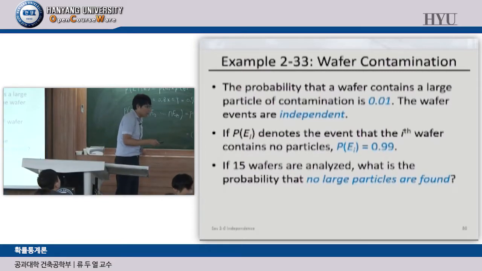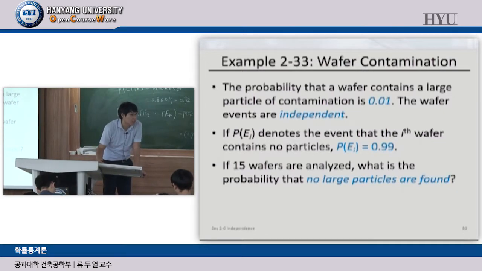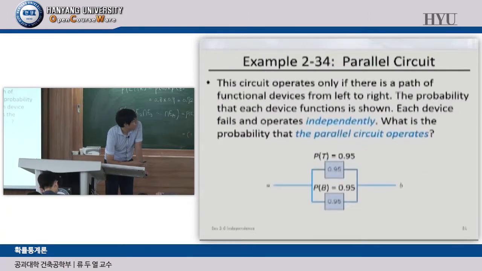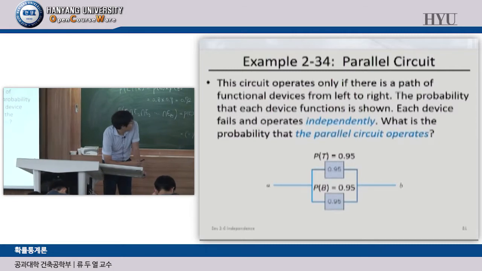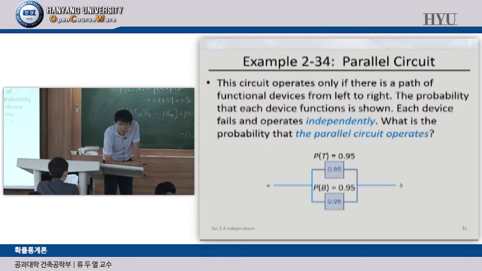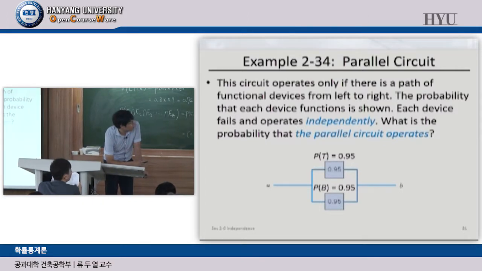And that is the typical example for the independence of multiple events. Okay? And this is another example for the parallel circuit. This circuit operates only if there is a path of functional devices from left A to right B. Okay? And the probability that each device functions is shown in here.